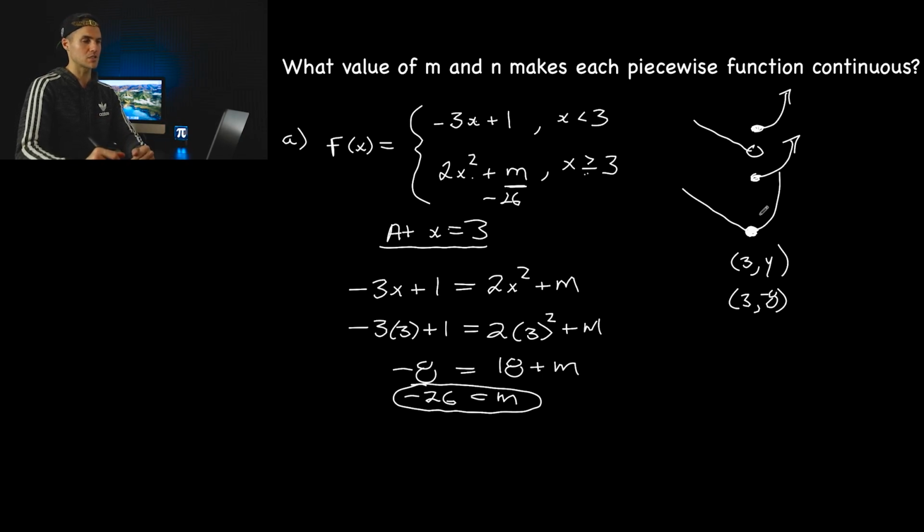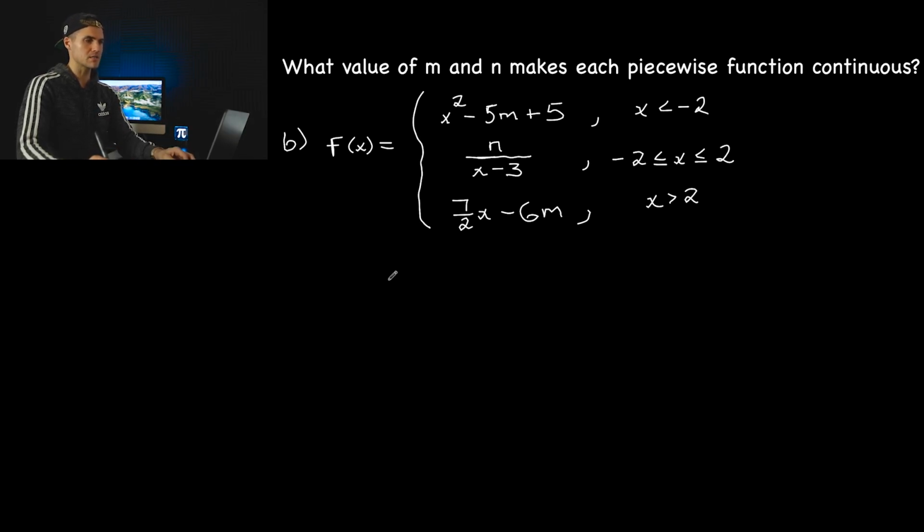Moving on to part B, so notice that this one is going to be a little bit more of a complex piecewise function. We have 3 pieces here, 3 domains, and notice that in this case we have 2 constants to solve for, right? We have this m, n to solve for, and then the m is also over here in this third piece. However, the same intuition is going to apply.